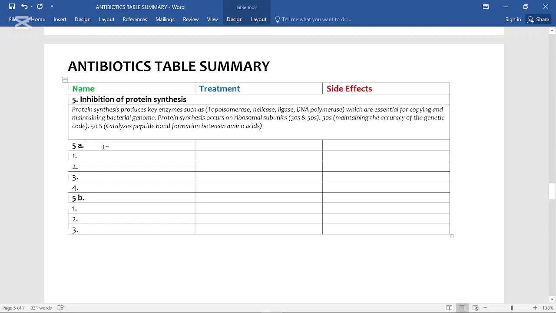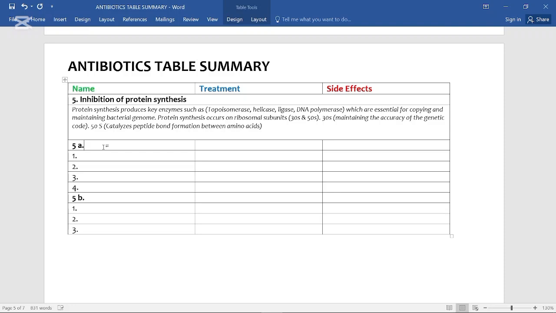So protein synthesis, number one, produces key enzymes such as topoisomerase, helicase, ligase, or DNA polymerase, which are essential for copying and maintaining the bacterial genome. Then protein synthesis occurs on ribosomal subunits, the 30S and the 50S. The 30S subunit is majorly responsible for maintaining the accuracy of the genetic code, and the 50S is the one used to catalyze the peptide bond formation between the amino acids.